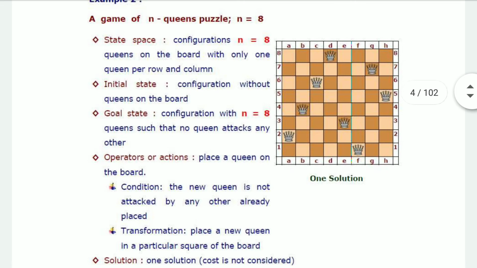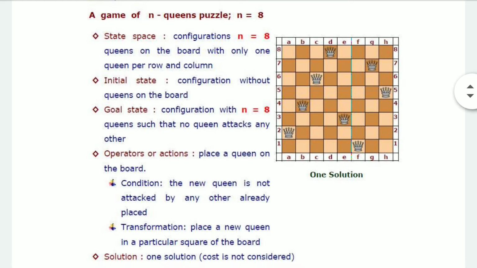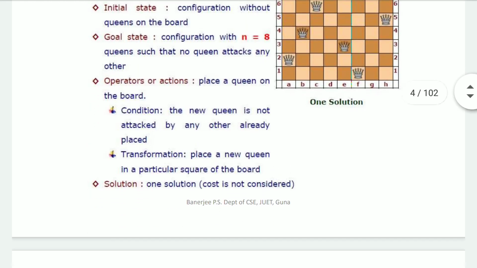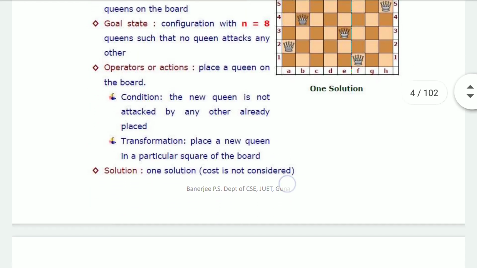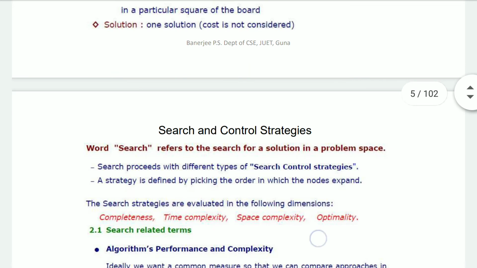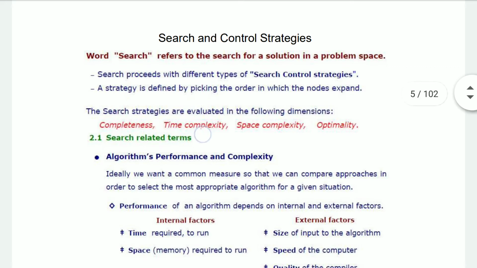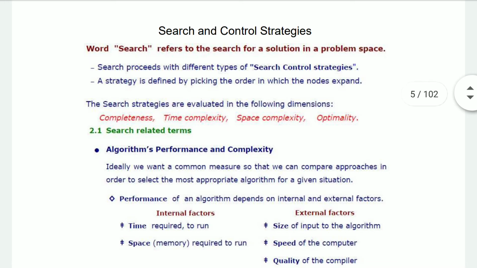For the n-queen problem, I also know, we have already discussed it in the class. We know what is the state space, right? We know what is the initial state, the goal state, the operators or the actions, right? And the solutions, that means one solution, the cost is not considered. Now since we haven't considered the costs, here we'll be introducing something that you have gone through previously many a time in your algorithm part as well as in your data structure part. That means the completeness, the time complexity, the space complexity and the optimality.